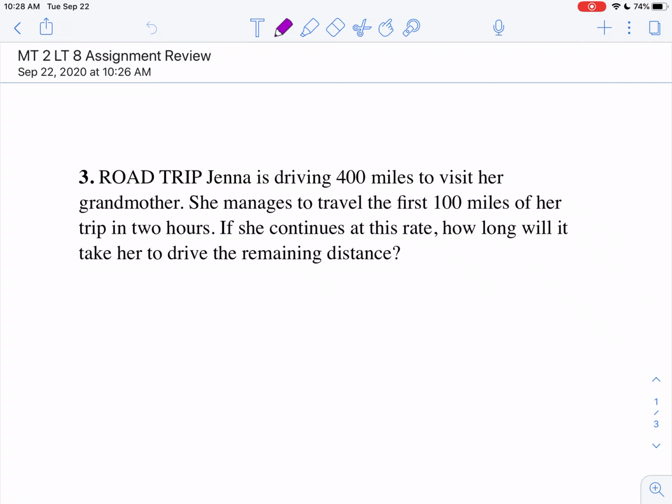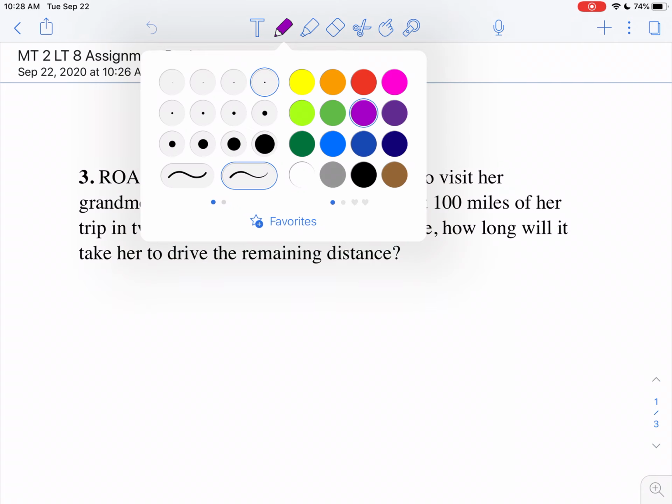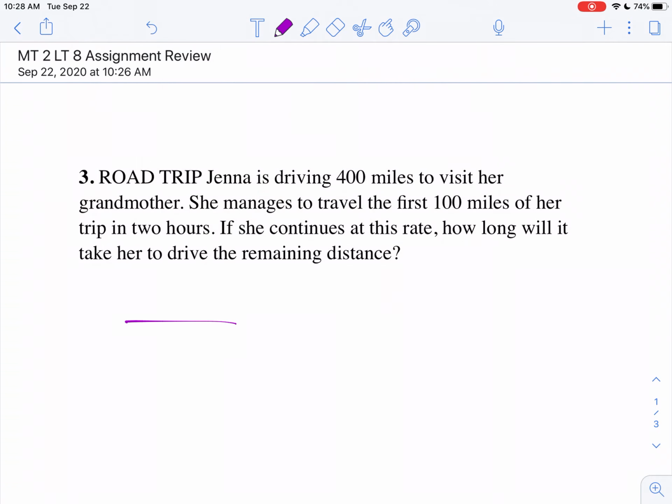Well, we can set this up as a proportion. We know she drove 100 miles and it took her, in fact, I think I'll put the units in here so we understand that, and it took her 2 hours.